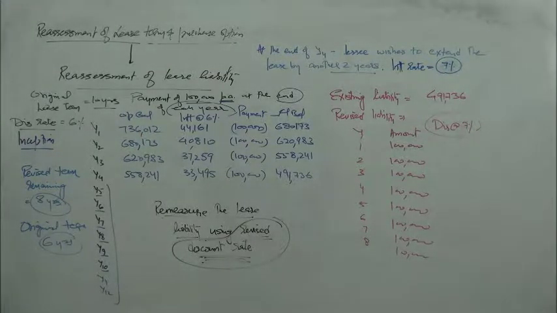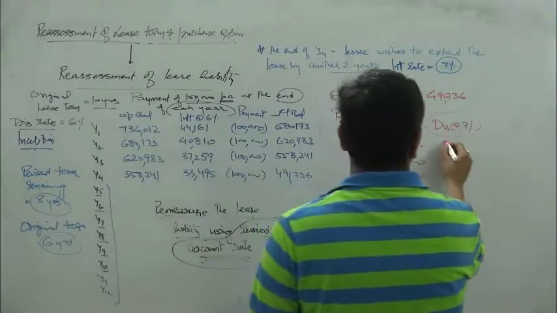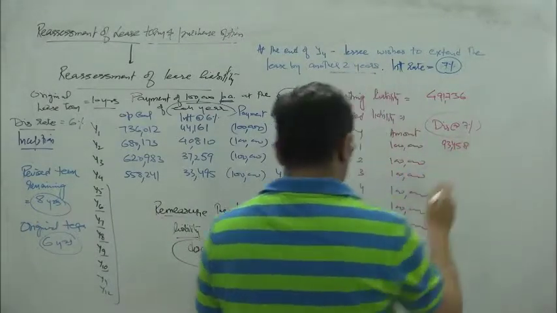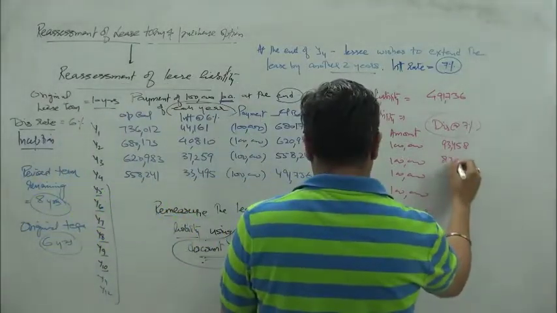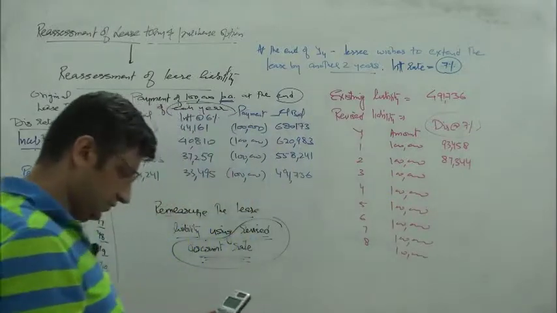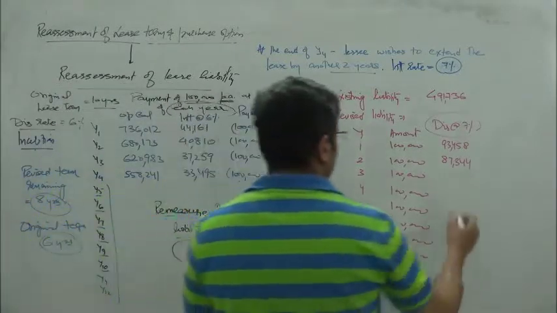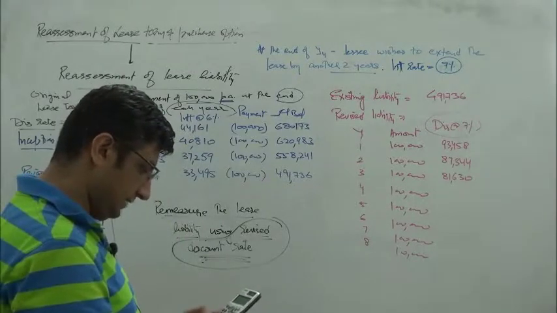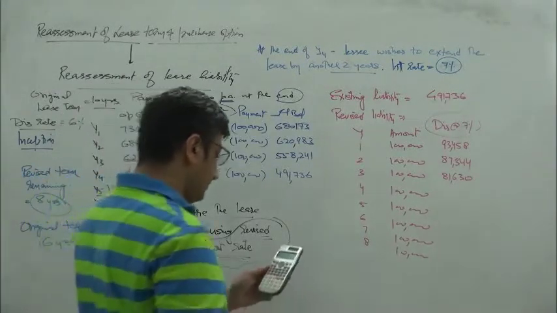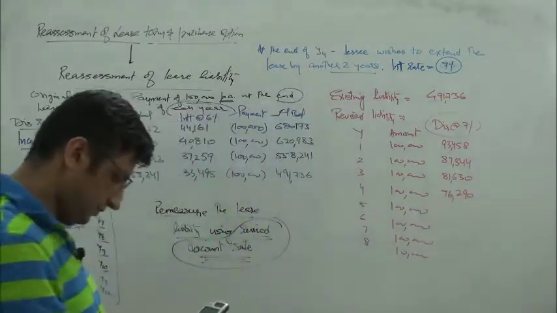And I would discount these cash flows at the revised rate, that is 7%. So when I were to do that, I'm simply saying this will be, let's say, 93458. This will be 87344. This will be 81630. The next figure is 76290.